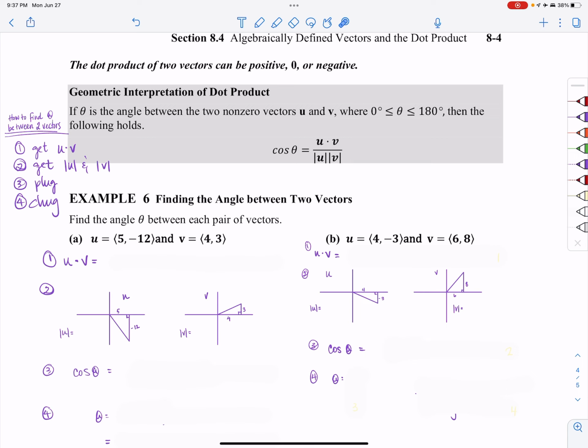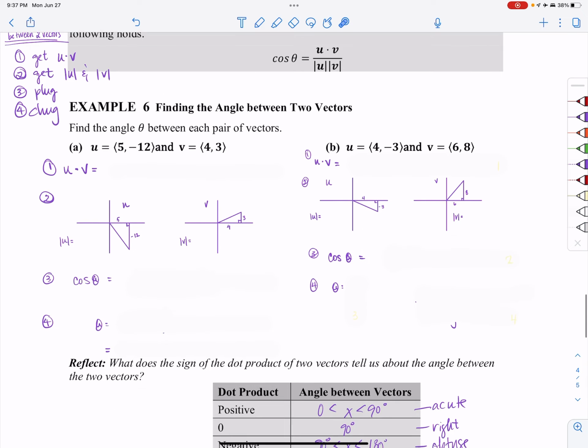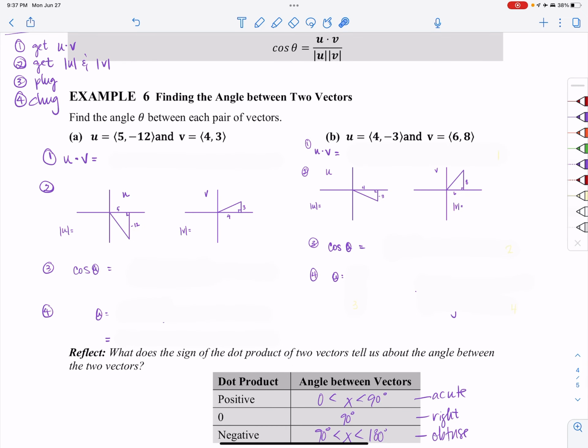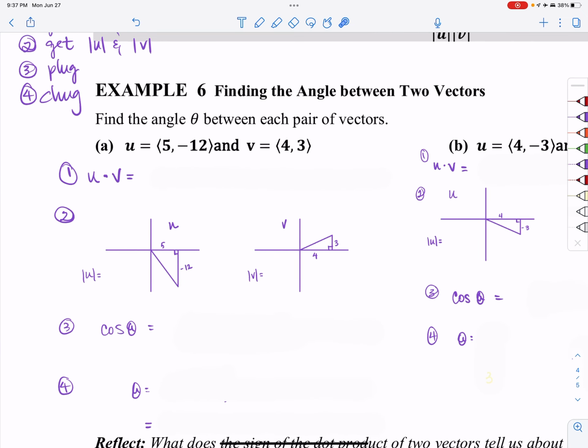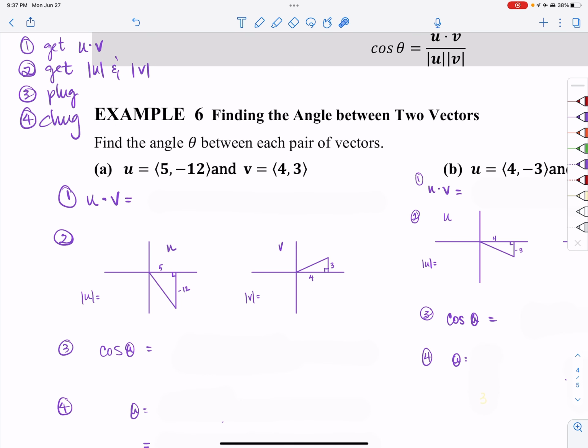All right, so have that little 4-step list handy as we go into part A of example number 6. So the first thing that we're going to do is find out what u dot v is. Well, u dot v is going to be 20 plus negative 36, which is a negative 16. All right, so that takes care of step number 1. Step number 2, get the two magnitudes.